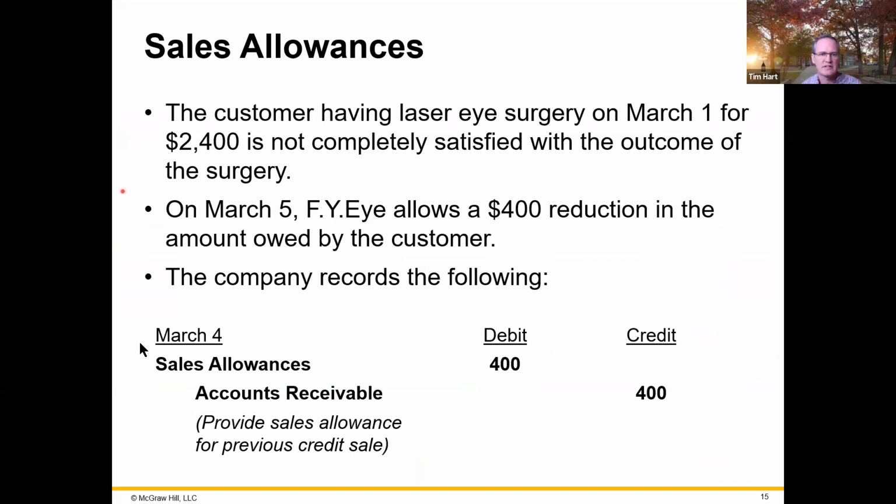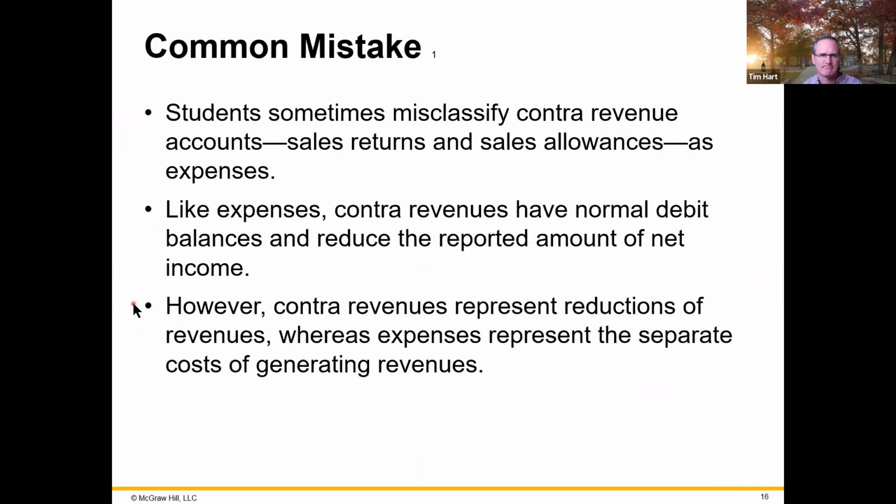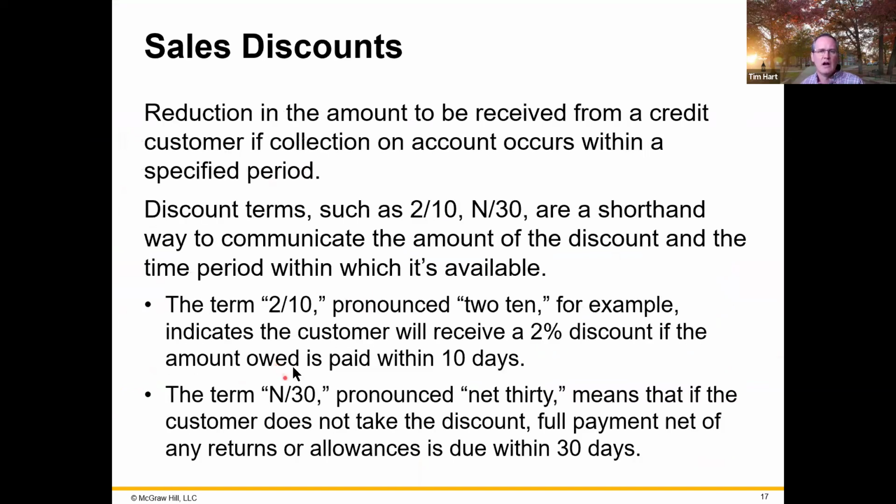Okay, so back to allowances here. It's kind of an after the sale discount. Common mistake: sometimes students misclassify contra revenue accounts as expenses. They are not expenses. Okay, the sales returns allowance, not an expense. Contra revenue. We still want to show the full revenue less the offset of that revenue. Okay. All right. Sales discounts, a different thing.